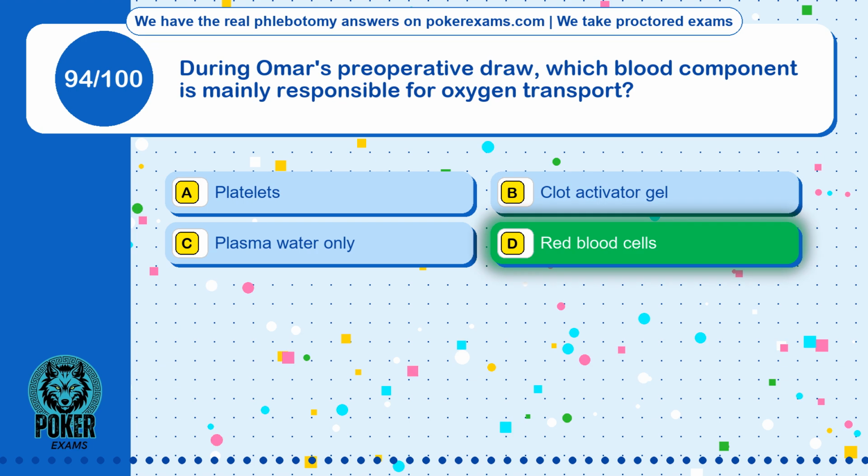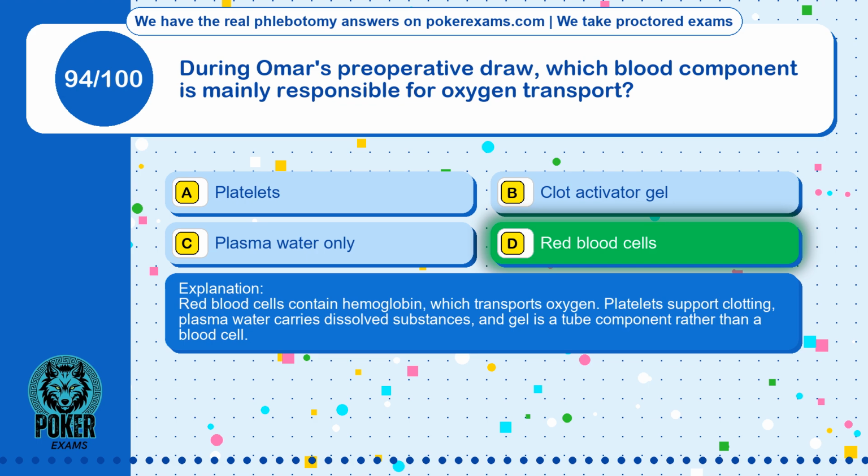The correct answer is option D. Red blood cells. Red blood cells contain hemoglobin, which transports oxygen. Platelets support clotting, plasma water carries dissolved substances, and gel is a tube component rather than a blood cell.